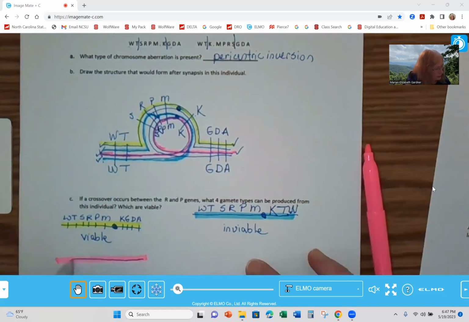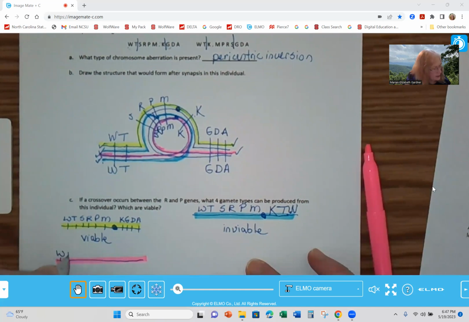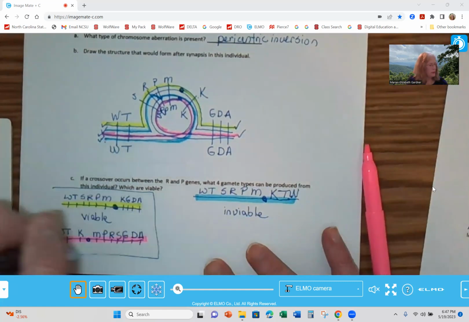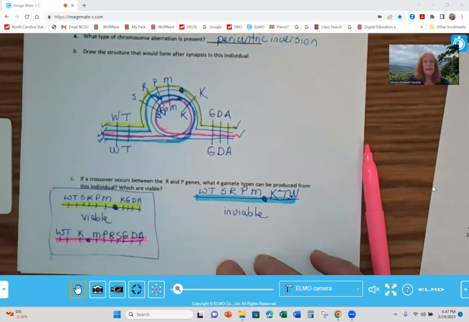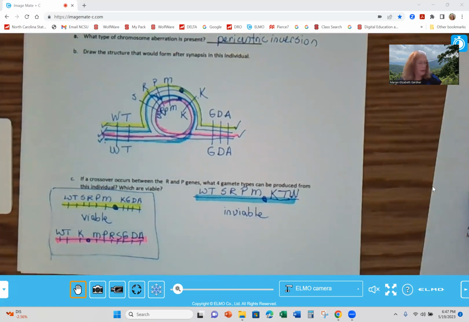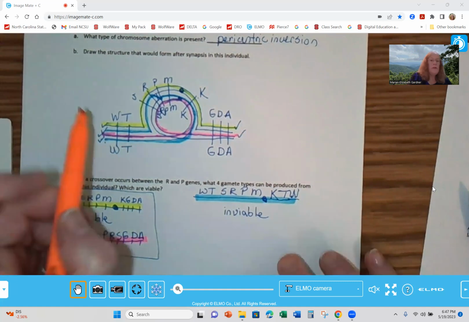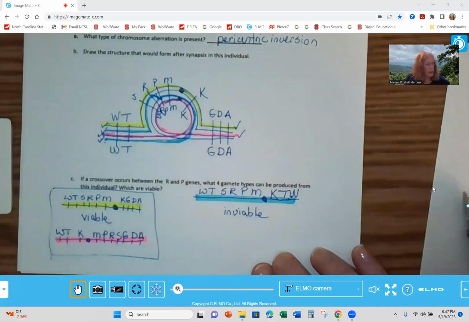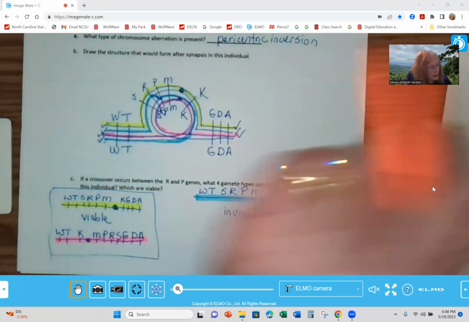So we'll write it out. WT K centromere M PRS GD. So both of those are viable. Each one is in a different gamete, both viable. And the last one, let's see, I think I have one more color here. Notice I've used all of these ends. So this last one's going to start on the right and it's going to circle me back around to the right. So I'm going to start with that second end.